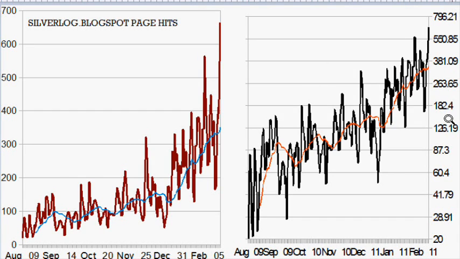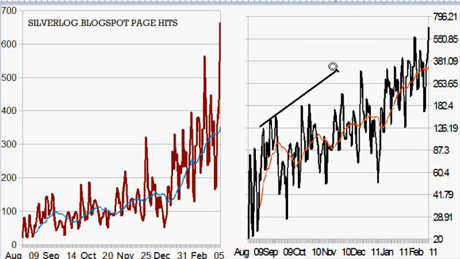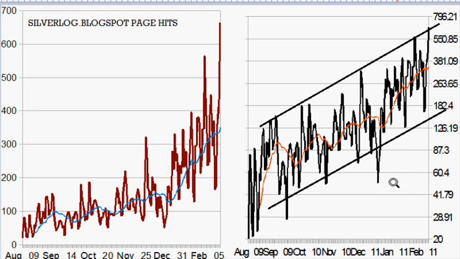Now, I'd like to thank everybody who has really participated in joining the silverlog.blogspot. These are the page hits that I have been receiving, and it's been really amazing. Whereas if I were to draw a straight line, this is the logarithmic chart, I can see that I'm in a nice little upward range as far as page views are concerned, which is telling me that my views are growing exponentially. That's totally amazing.